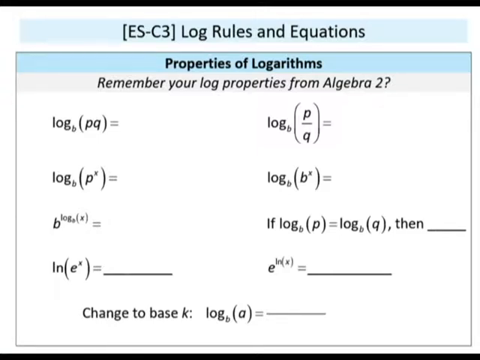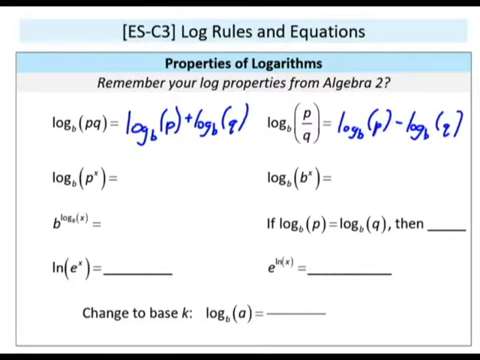So here's what they are. First, the product expansion rule. The log of a product goes to the sum of the logs. Second, the log of a quotient goes to the difference of logs. Next, the exponent rule. The exponent can be moved in front of a log.